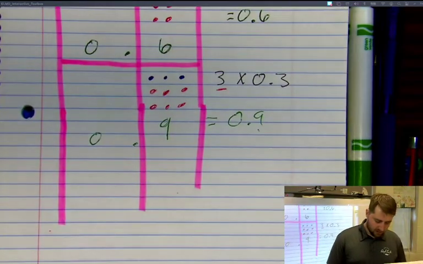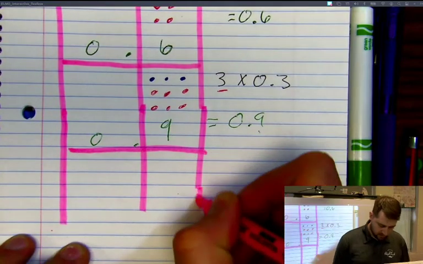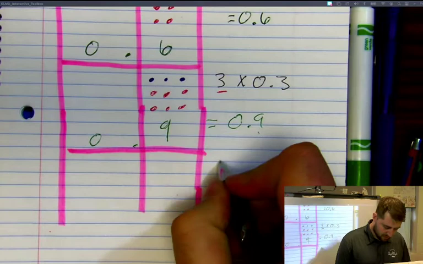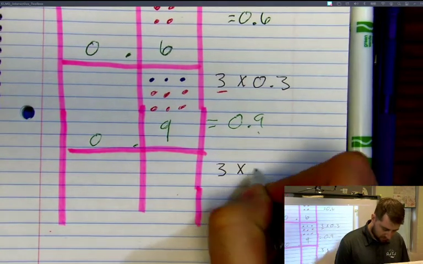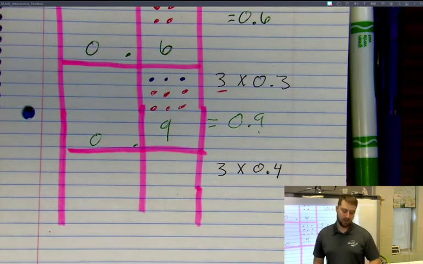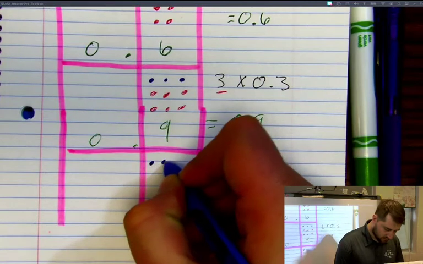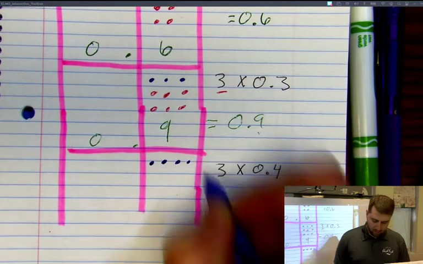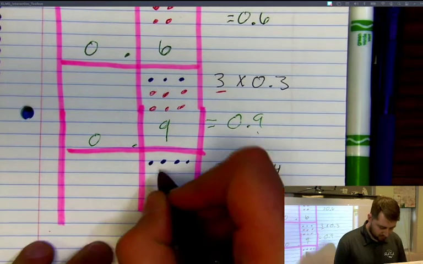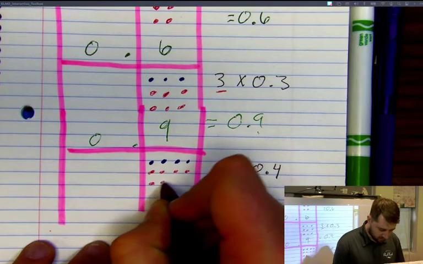Let's slide this up. Move this across here. And reveal our next problem. Our next problem is going to be 3 times 4/10. We're going to follow the same exact procedure. We're going to start with 4/10, the 4 dots in the tenths column. And then one more time we need to make 3 copies of that. We have one. Here's our second one. And our third one.